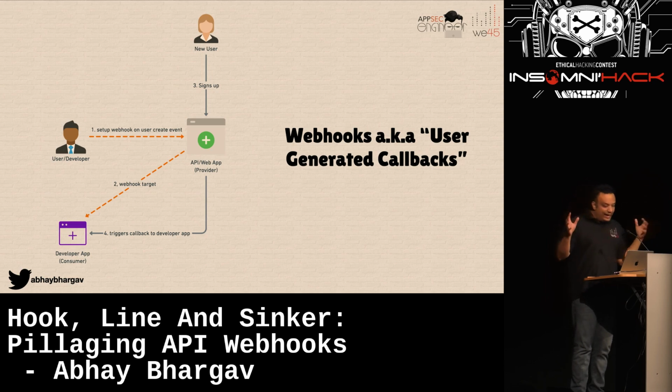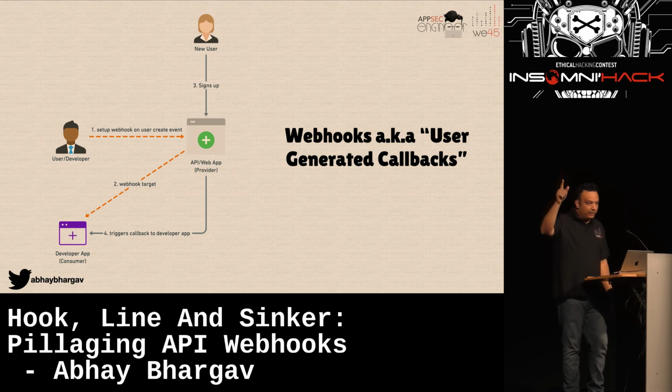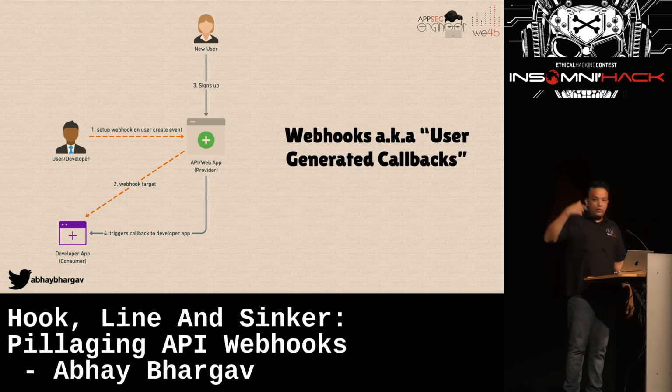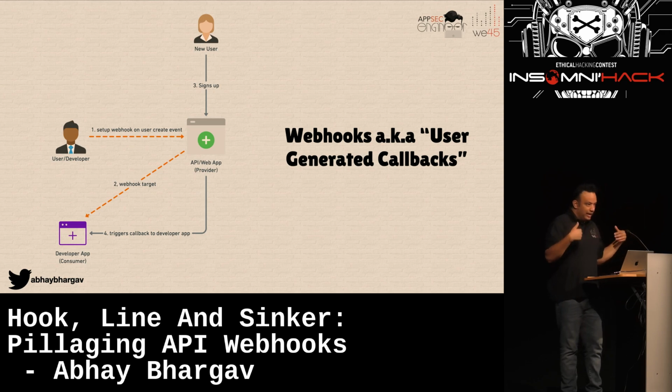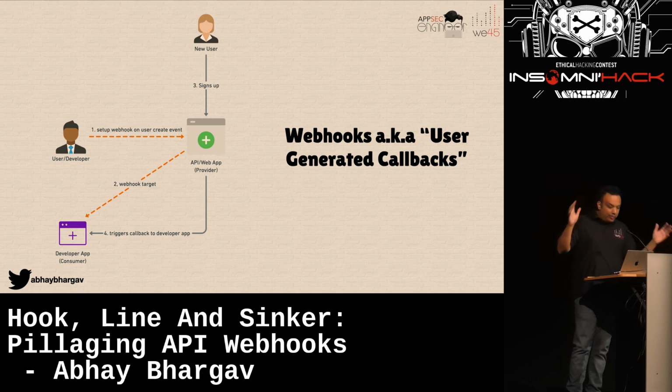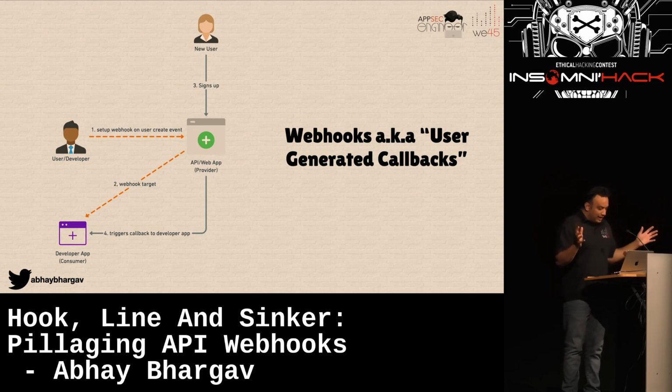So in a webhook transaction, there are typically two parties. One is the provider, in this case Stripe, and one is the consumer, which is my application, which is essentially getting that data from Stripe and consuming that data, right? So that's typically the provider-consumer relationship that we have.